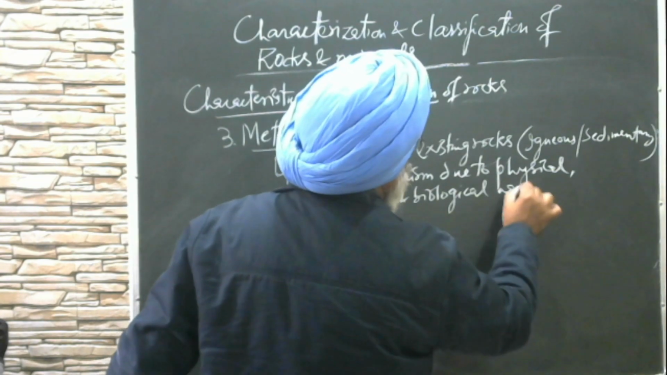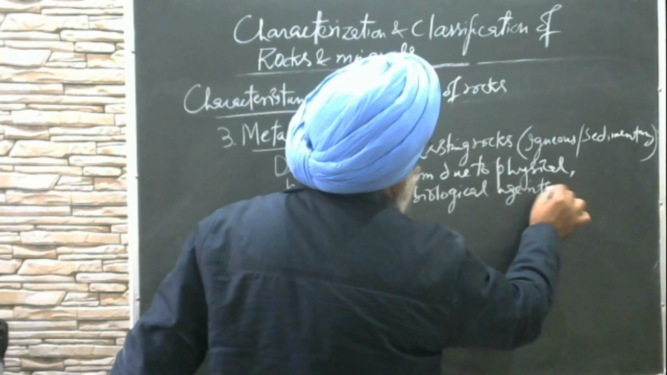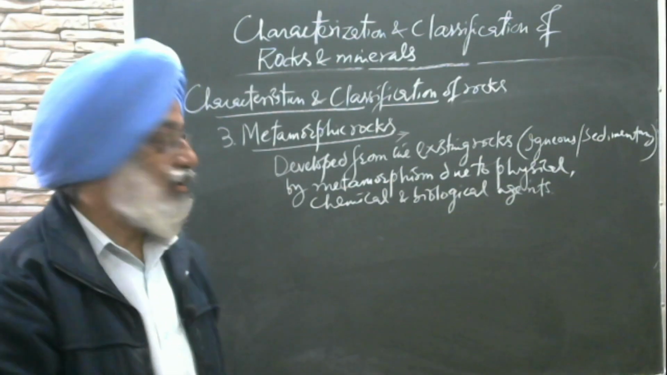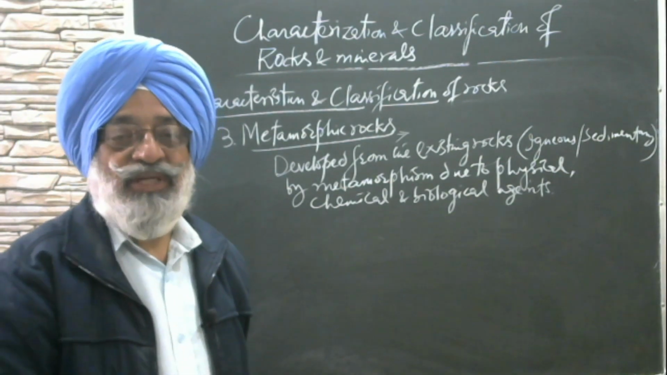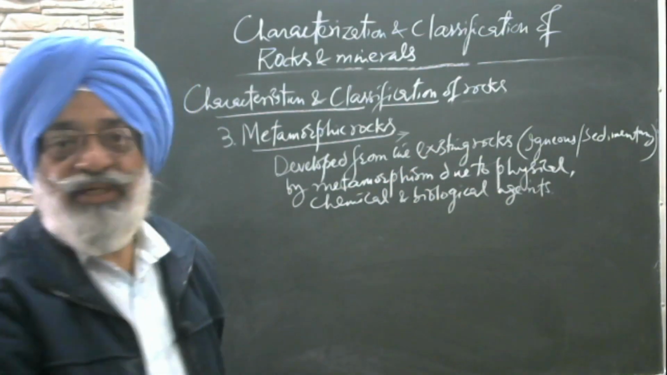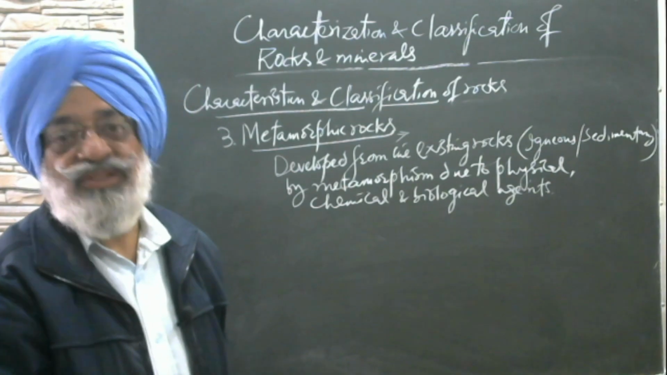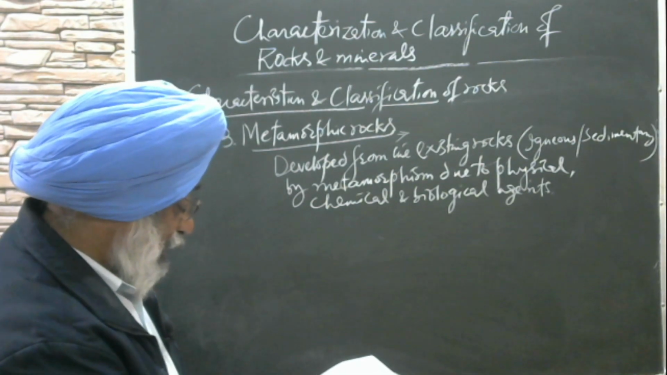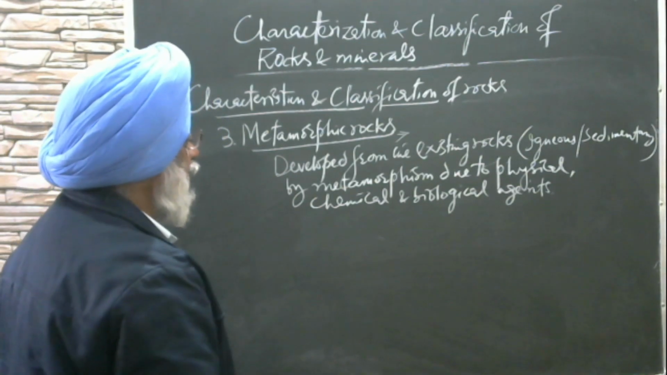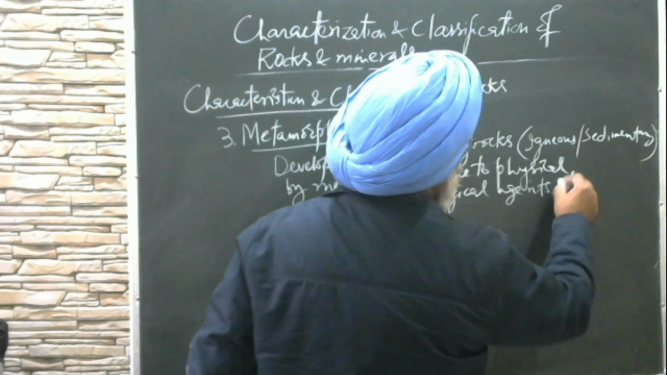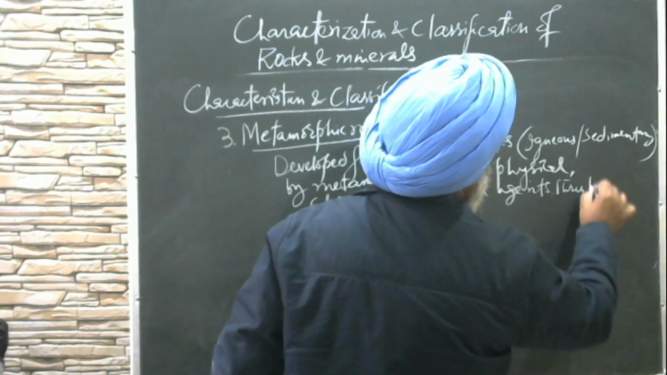So whether you have igneous rocks or sedimentary rocks, over time, because of the physical agents, chemical factors, biological factors, these igneous or sedimentary rocks undergo certain changes, they undergo metamorphism, and ultimately result in the formation of metamorphic rocks through heat and pressure.